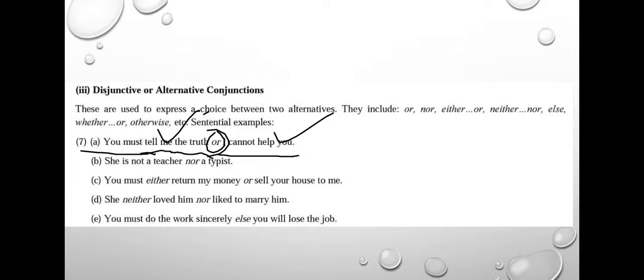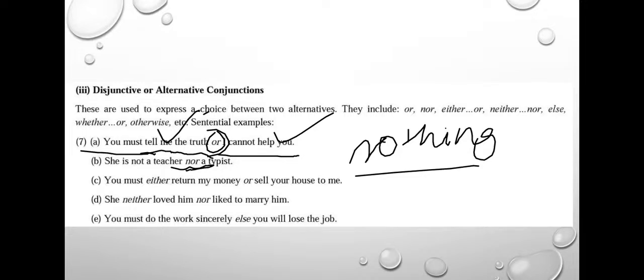The next one is, she's not a teacher nor a typist. Again, it means that she is nothing. Not a teacher and not a typist. Again, we got a choice, and both choices are not applicable to that person. She must be something else.